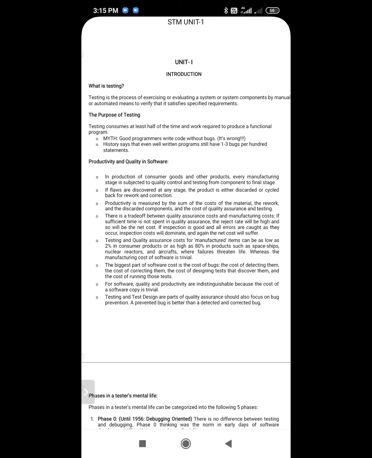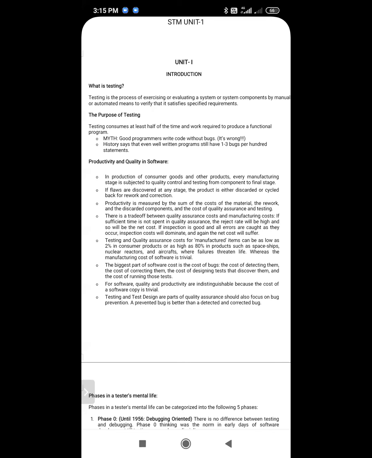Okay, ma'am. Under this, first you should write about the myth, and next the purpose of testing. In that, I gave you 5 side headings. Next one is productivity and quality in software. Here, the productivity is measured by the sum of costs of materials, the rework, and the discarded components and the cost of quality assurance and testing.